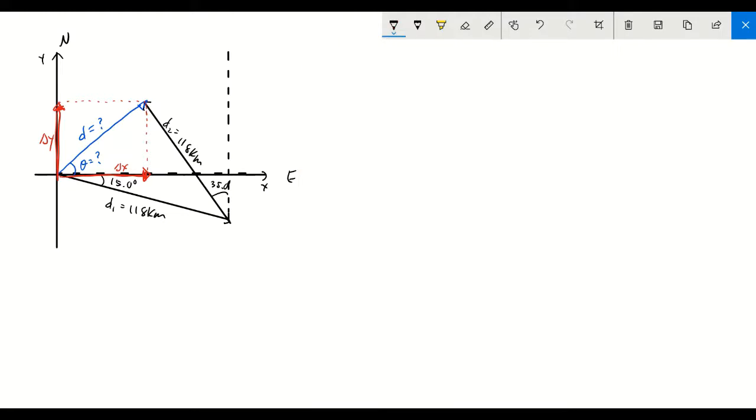Okay, so let's do this. Let's take a look at our first vector. I'm just going to make another triangle over here. So just by sketching this out, roughly, we've got D1 was 118 kilometers. And if I make this into a right triangle, like this, and here's my 15 degrees, I now can find the components for this first displacement.